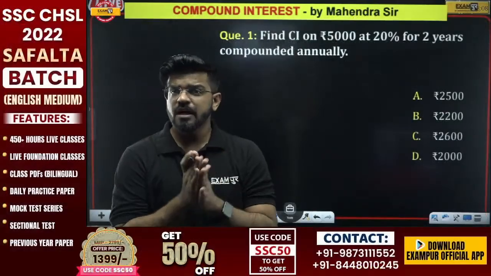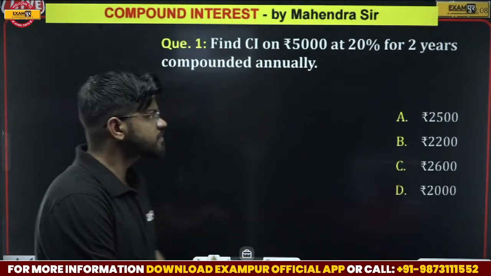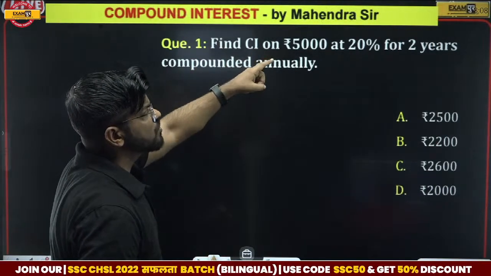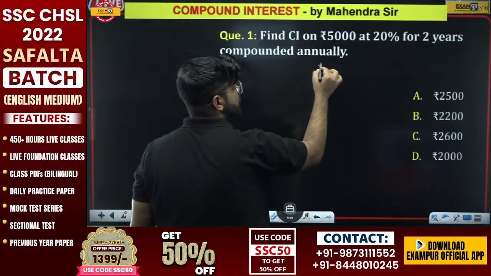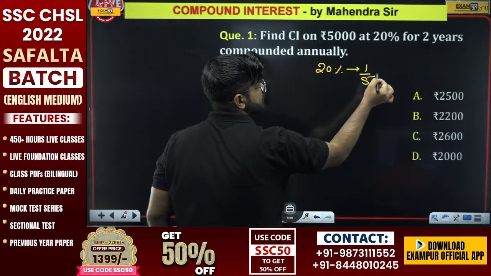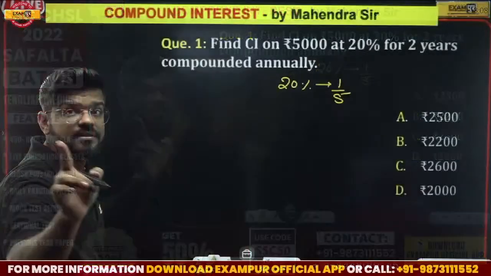Okay. Now we are going to solve the questions using the techniques we have learned. Find the CI on 5,000 rupees at 20% for 2 years. For 2 years, 20% means what? 20% means 1 by 5. That means an increment of 1 on 5 for 2 years.